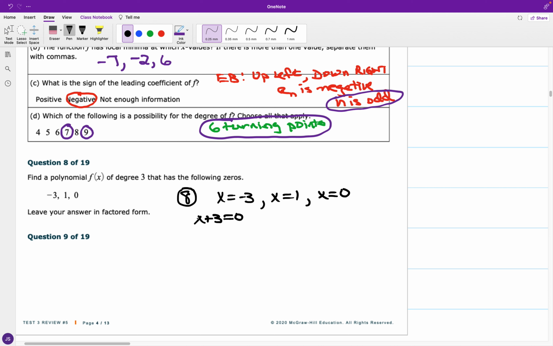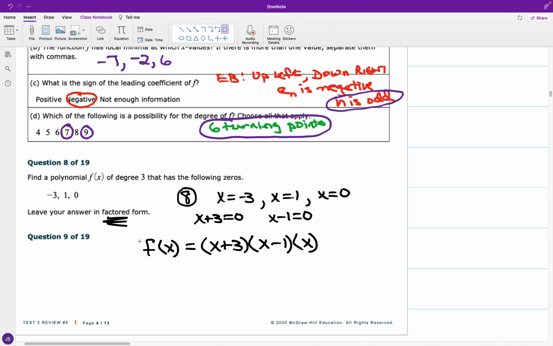And we're sort of going back and working this out in reverse. So you can say that x equals -3 comes from x plus 3 equal to 0. x equal to 1 we can say comes from setting x minus 1 equal to 0, and we have x equal to 0. So leaving f of x in factored form, and it doesn't matter what order you place the factors, we have just x plus 3 times x minus 1 times x.